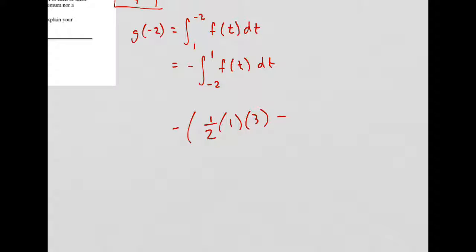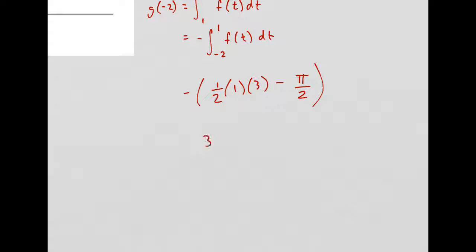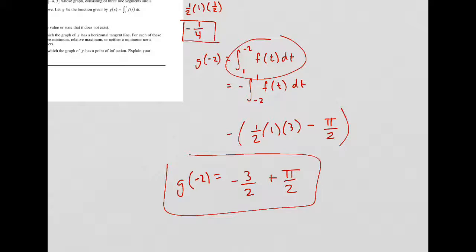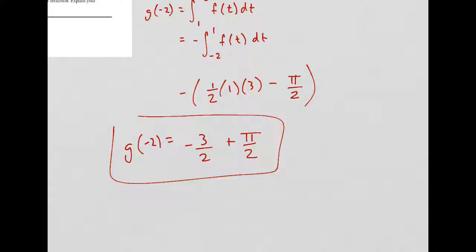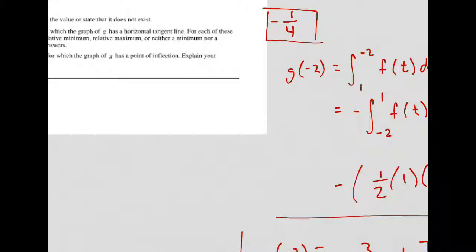So then we have pi r squared. The radius was 1, so it's just pi times 1 squared, which is 1, divided by 2. Really, you don't need to keep going, but this is just -3/2 plus pi over 2. That's actually what g of -2 is, because we just evaluated that integral. Did we put the negative on properly? I think so. Did we answer all of that question? I don't know. What did it say? Find those values. Okay, done.